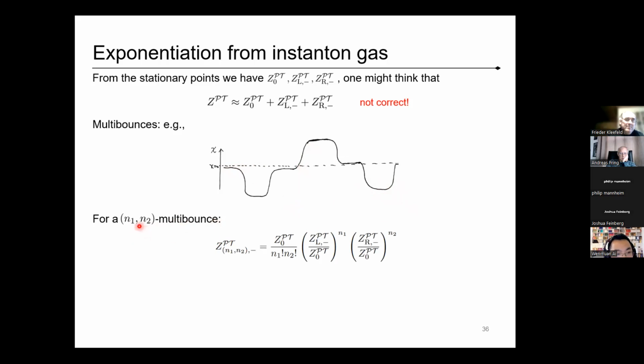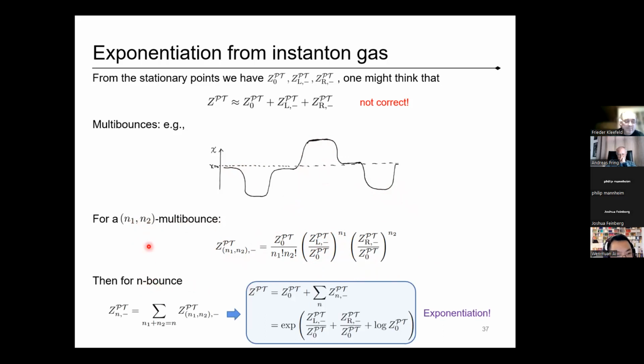So for a multi-bounce with N1 left bounces and N2 right bounces, the partition function can be written in this way. The Z_0 here is because we have to normalize the contribution from the trivial fluctuations. And then for the n bounces, when n1 plus n2 equals n, you can write the partition function as all possible combinations from here. And then finally, the partition function can be written as a trivial partition function, the perturbative partition function, and the sum over all n bounces.